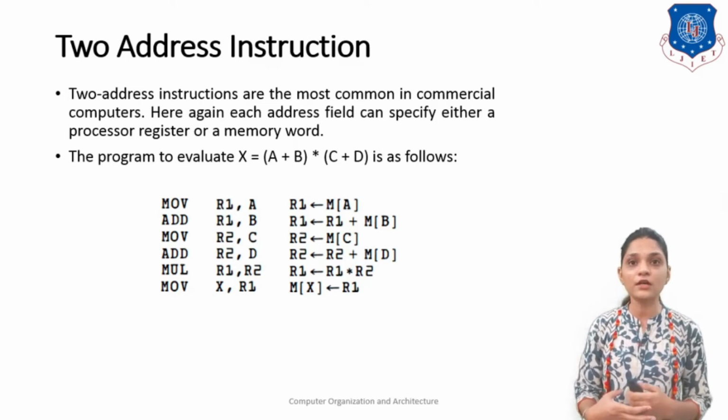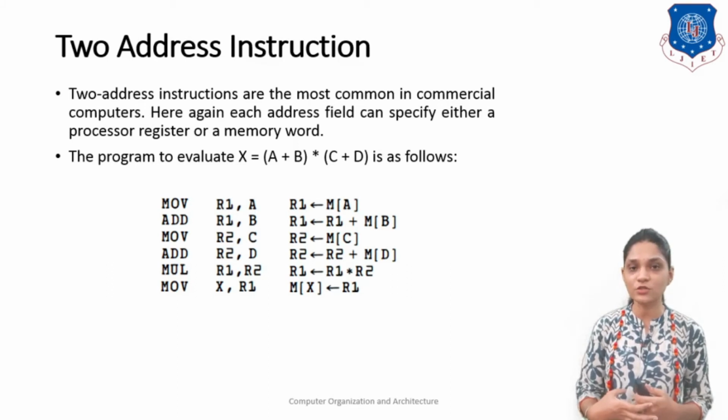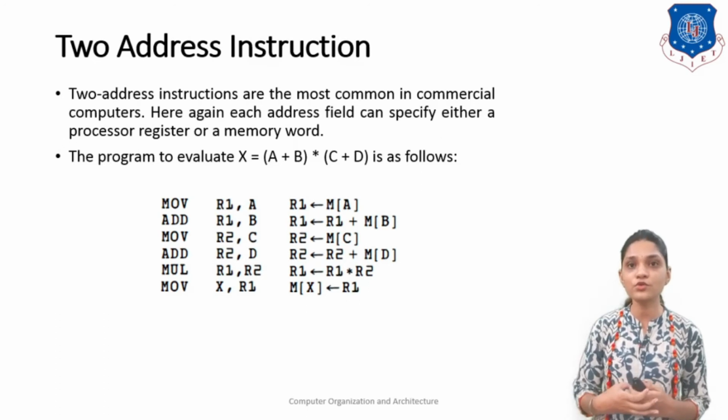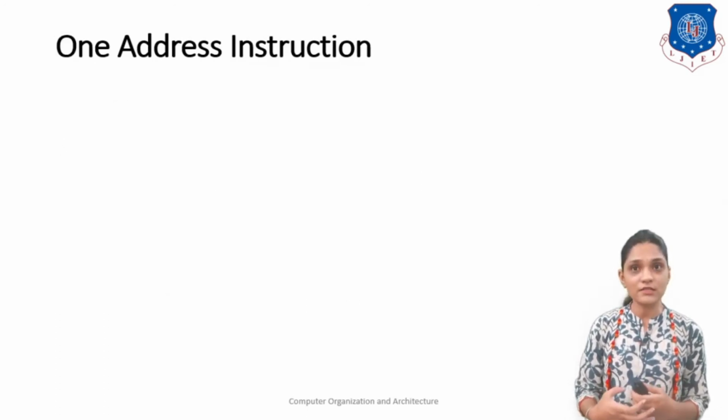Then we will use the last instruction to store this result, which is stored in register R1, to the memory location X, and that will be MOV X, R1. It will store the result that is stored in register R1 to the memory location X. So here we have used two address fields in the instruction. Next we will see the one address instruction.